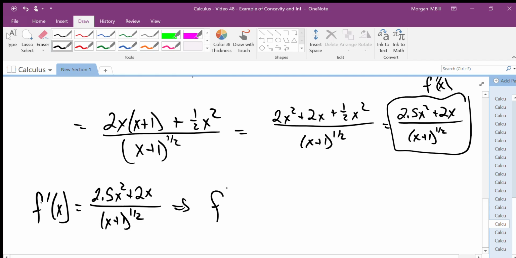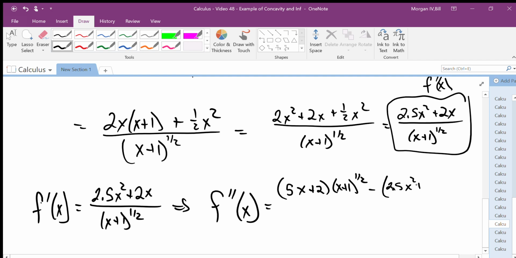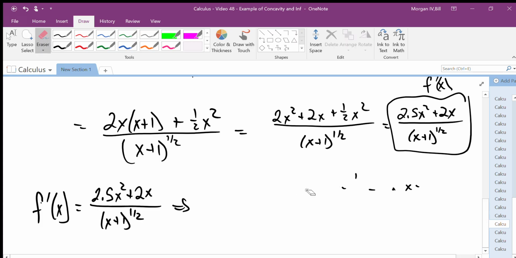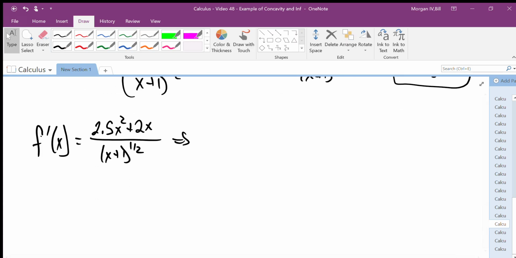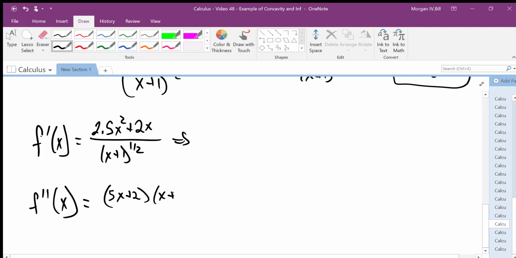Therefore, f double prime of x, quotient rule, is derivative of the top, 5x plus 2, leave the bottom, minus, leave the top, 2.5x squared plus 2x. I probably did not give myself enough room. I need some more room here. Let's try that again. F double prime of x is equal to derivative of the top, 5x plus 2, leave the bottom, x plus 1 to the 1/2, minus, leave the top, 2.5x squared plus 2x, derivative of the bottom.